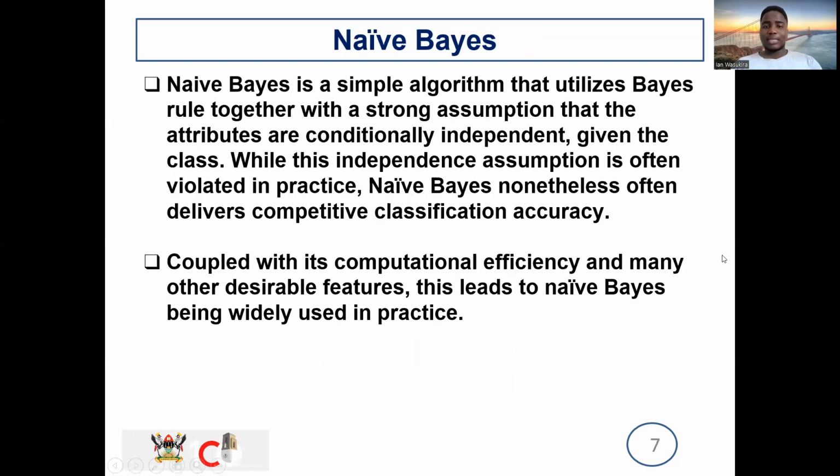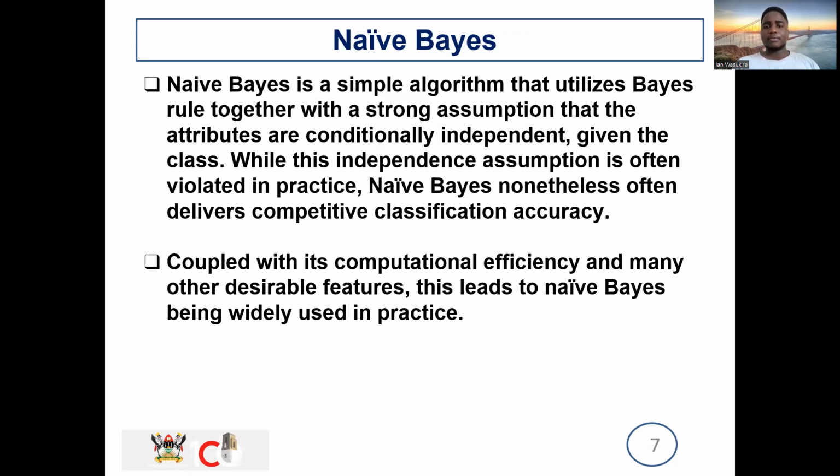Next, I'm going to take you through naive Bayes. Naive Bayes is a simple algorithm that utilizes the Bayes rule together with a strong assumption, underline the word strong assumption, that the attributes are conditionally independent given the class. While this independence assumption is often violated in practice, naive Bayes nonetheless often delivers competitive classification accuracy.